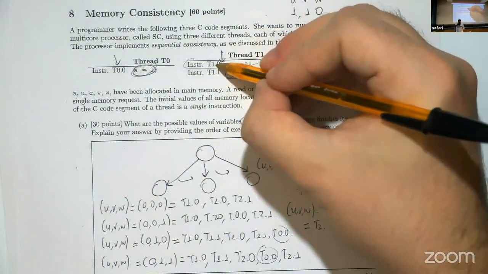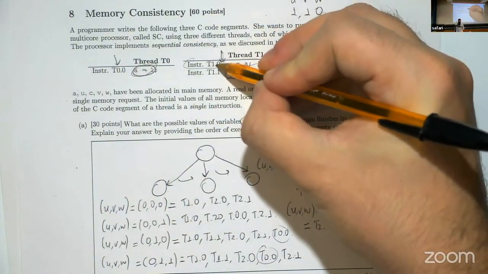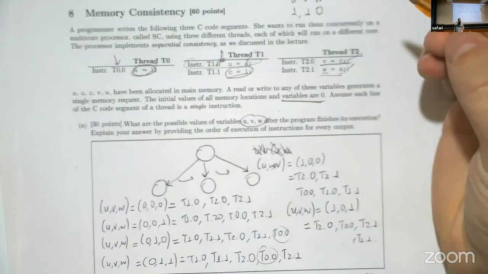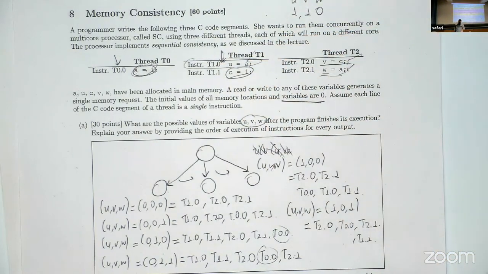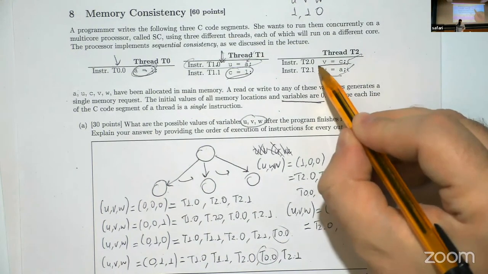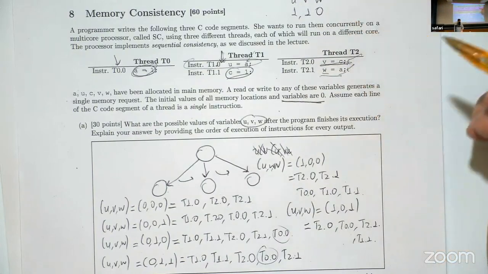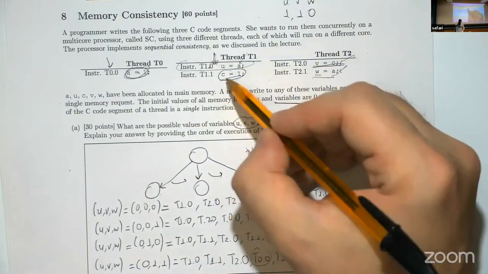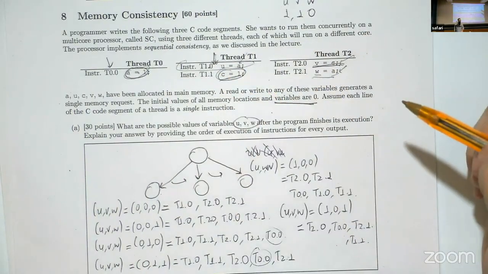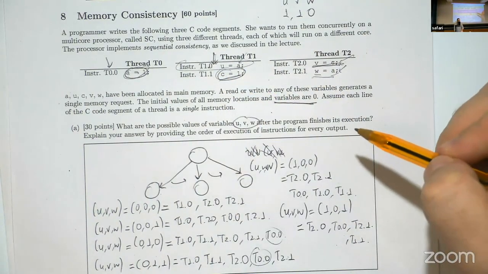So then we go to T10, right? Which means that U is set to 1. And then we need to set V to 1 as well. And how do we set V to 1? With T20. There is no other way than C equals 1 and then V equals C. There is no other way.